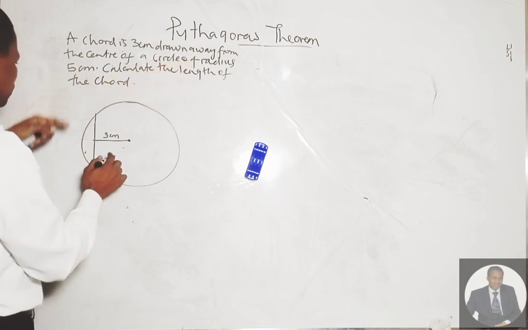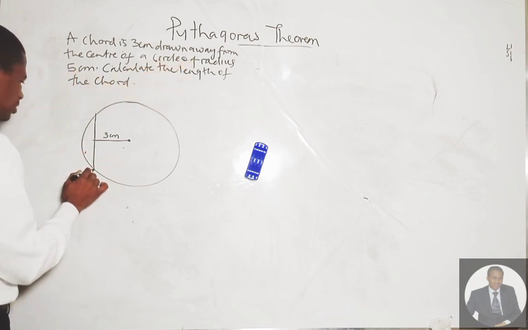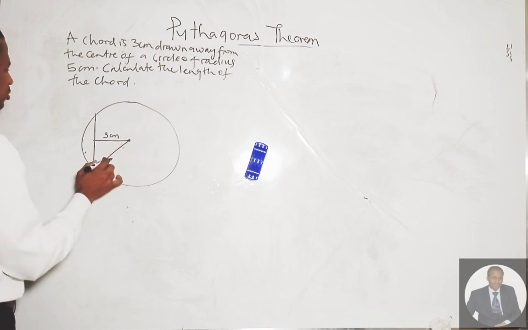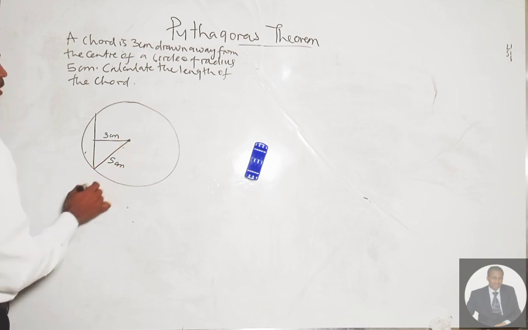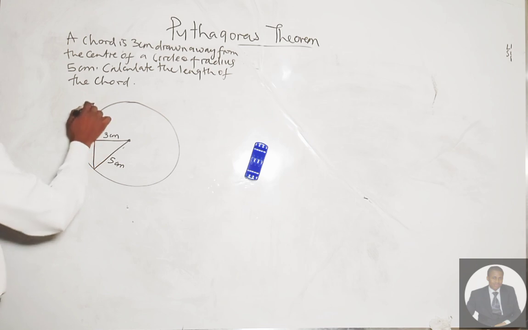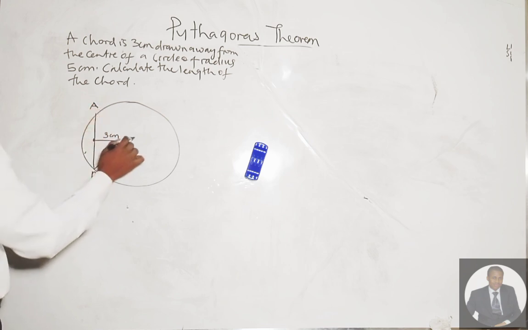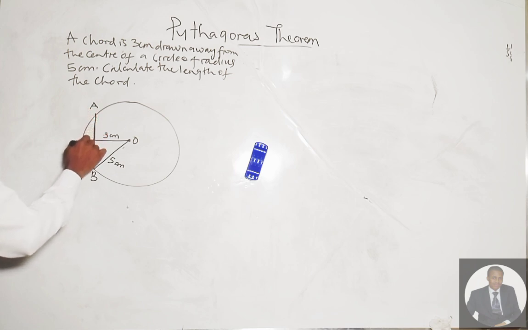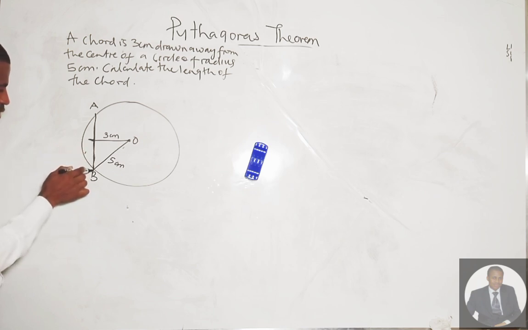Of radius, that means the radius is from the circumference to the center, and the radius is 5 centimeters. Calculate the length of the chord. That means from A to B is the length of the chord. But this has divided itself here. This looks like a Pythagorean triple question. Hypotenuse 5, adjacent 3, then we are looking for this other side. Let's call this place D.